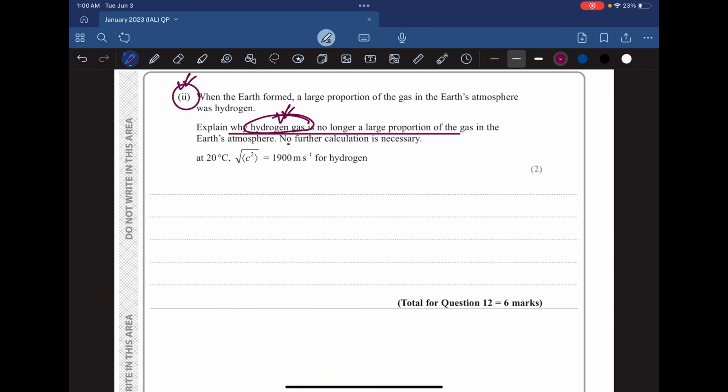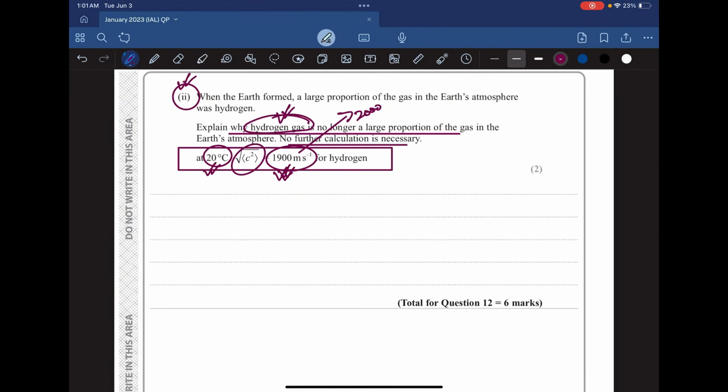Now it is saying that no further calculation is necessary. You don't need to show further calculation. Here they have said the velocity of hydrogen was 1900 meters per second at 20 degrees Celsius. Now, if the temperature changes, this velocity will also change, right? Because the kinetic energy changes. So basically, if the velocity becomes more, let's say it has become 2000, this wasn't actually the escape velocity, this was normally the velocity at 20 degrees Celsius.